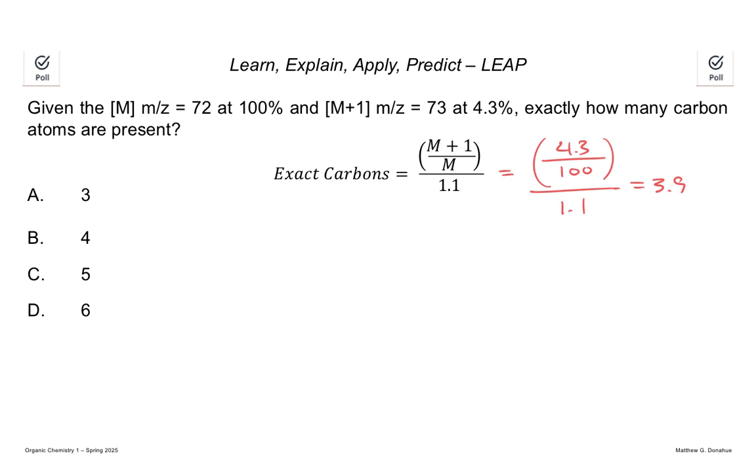So you get like 3.9. But again, we have to deal with integers for this. So we're going to say that's 4. And again, that's something as you do these problems and you develop your intuition, you're going to have to make that decision. So we're going to say there's 4 carbon atoms.